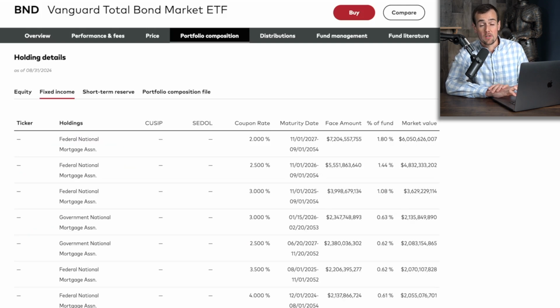If you want to know what particular bonds make up the largest components here, you can see that under the holding details. This is going to give you more information about them in terms of the percentage of the fund allocated there, maturity date, coupon rate, etc. But this is stuff that most people are not too interested in.